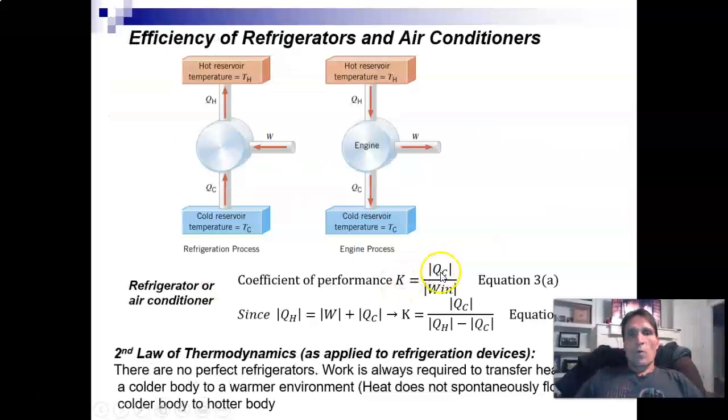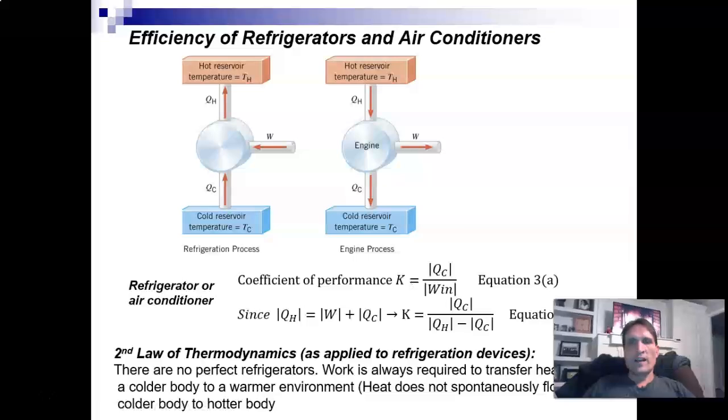Okay, and what we get out here, it's the output, which is QC, how much heat we're able to remove from the cold reservoir, divided by what we put in, the input mechanical work into the system. So it's what we get out, QC, divided by what we put in, WN. Unlike efficiencies, these coefficients of performance can be greater than 1 and often are. We'll see in a little bit.